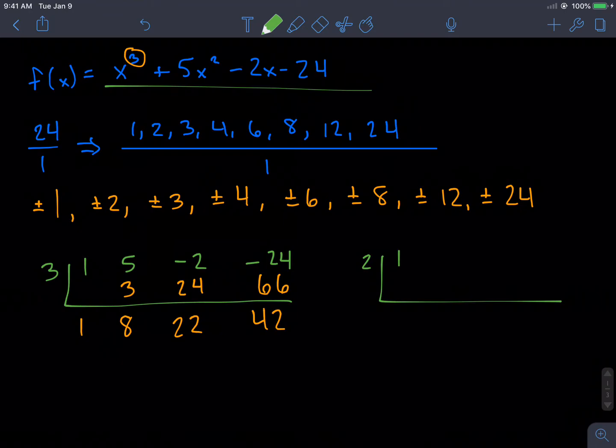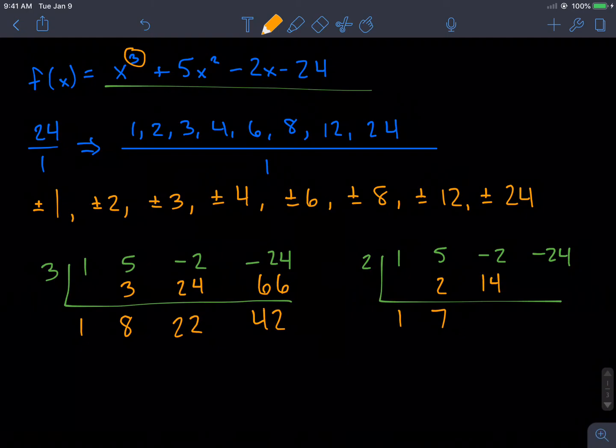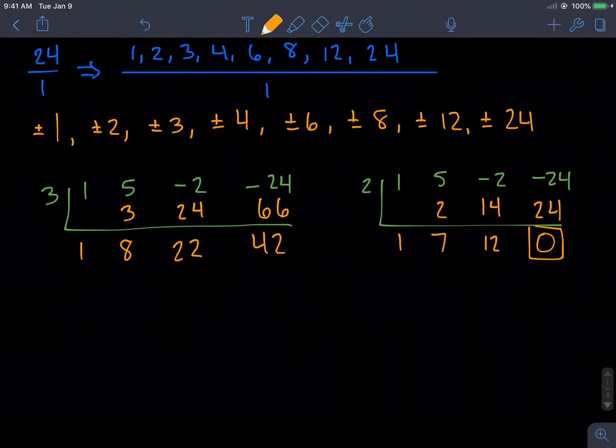So 2 and then 1, 5, negative 2, negative 24. And hopefully you agree that this is a lot faster than if we were to do long division each time. So we bring down the 1. 2 times 1 is 2. 5 plus 2 is 7. 2 times 7 is 14. Plus the negative 2 is 12. And 2 times 12 is 24. And 24 plus that negative 24 is 0. So that means that 2 is one of the zeros.